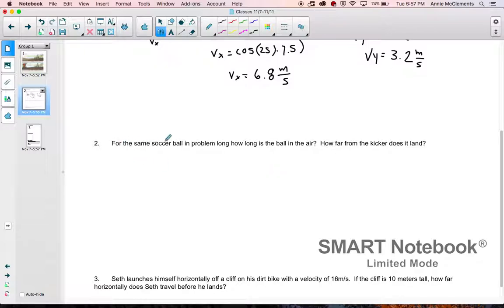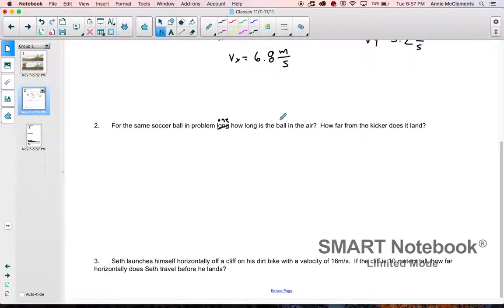Number 2 says, for the same soccer ball in problem long, I'm assuming that I meant problem 1. Sorry for my typos, guys. How long is the ball in the air? How far from the kicker does it land? So there are two questions here. One is how long is it in the air, so in this one we're looking for delta t. And how far from the kicker does it land, we're going to look for delta x here.